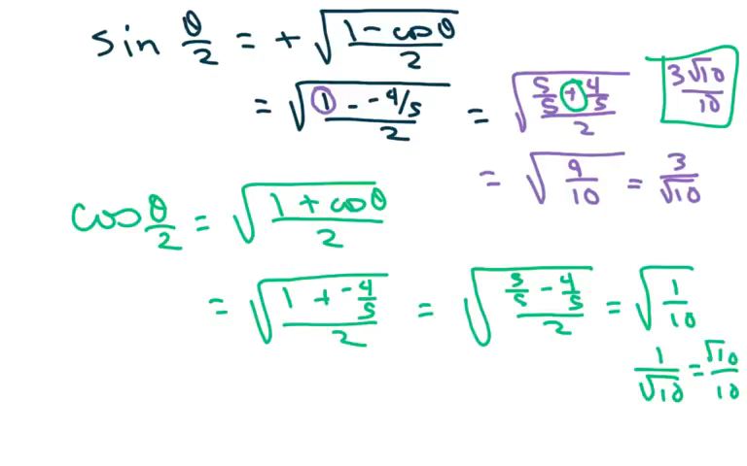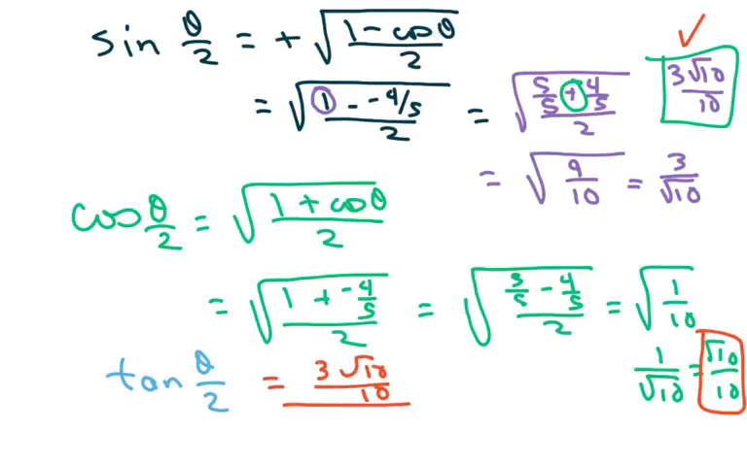Now, for tan of theta over 2, I'm just going to divide this part over this part. So that's going to be 3 square root of 10 over 10, divided by square root of 10 over 10. This cancels, and our answer is 3.